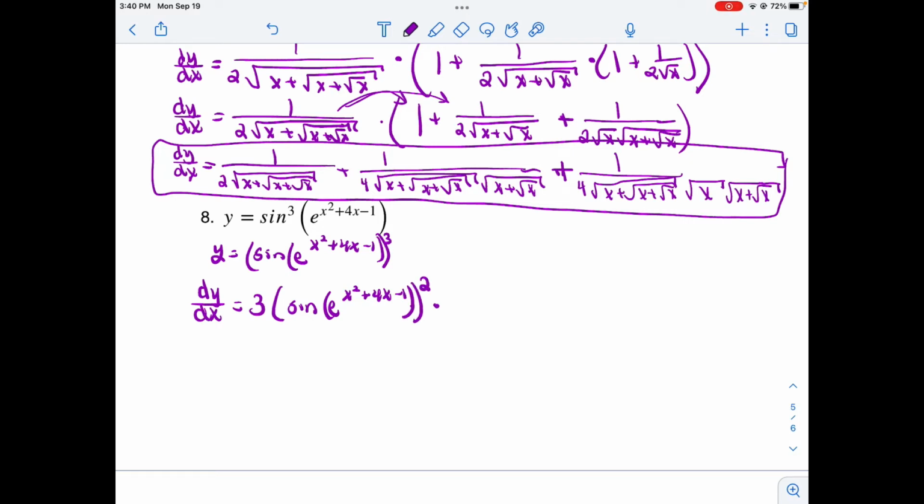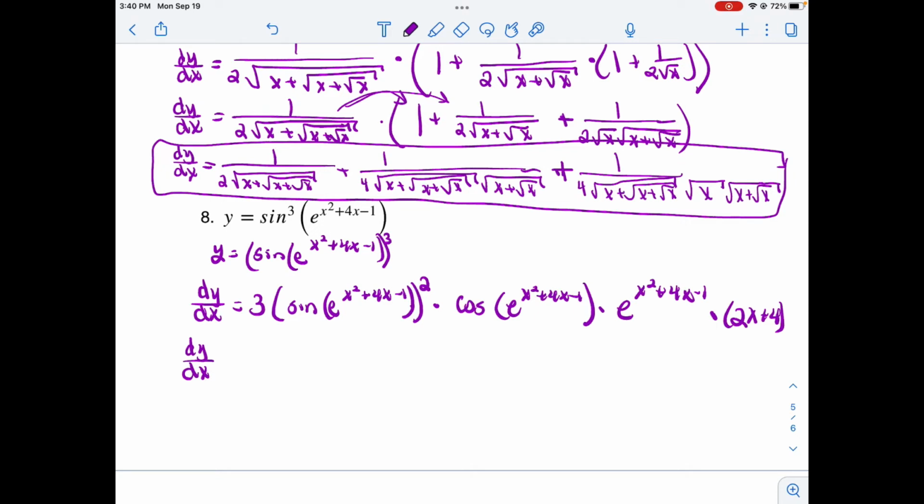And now I'm going to take the derivative of the inside. So starting with the derivative of sine is cosine. Copy what's inside of it, inside that cosine function. Now the derivative of what's inside is e to the x. So remember, the derivative of e to the x is e to the x. And then I've got to times it by the derivative of that polynomial, which is 2x plus 4.